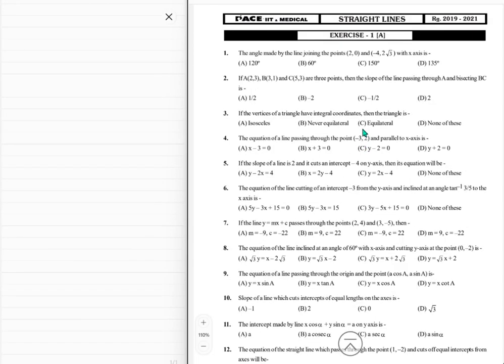Okay, so this is exercise 1A. Let's go. Question number 1. The angle made by the line joining the point (2, 0), so (2, 0) is here, and (-4, 2√3). The line joining these. Okay, so the angle made by this line with the x-axis. So you mean like this angle.